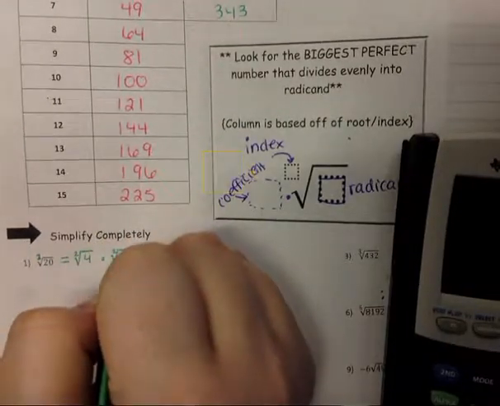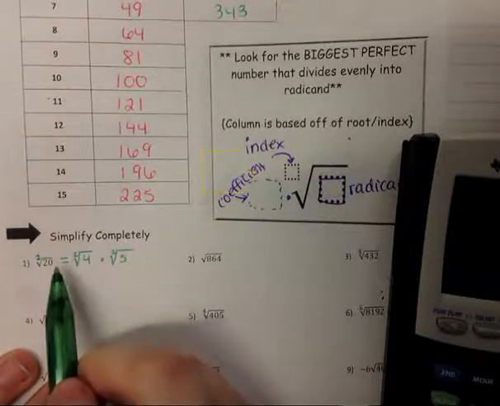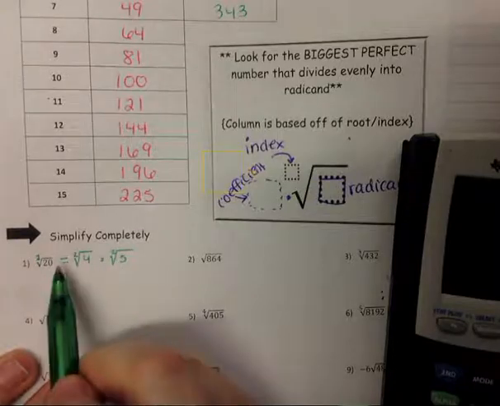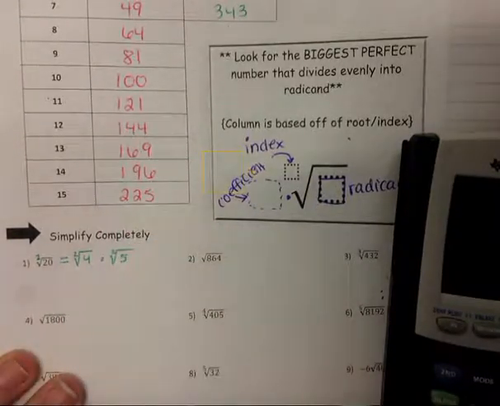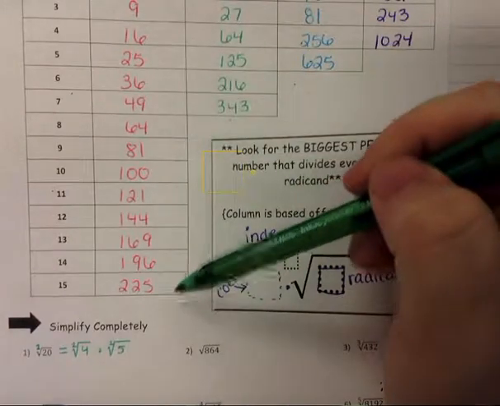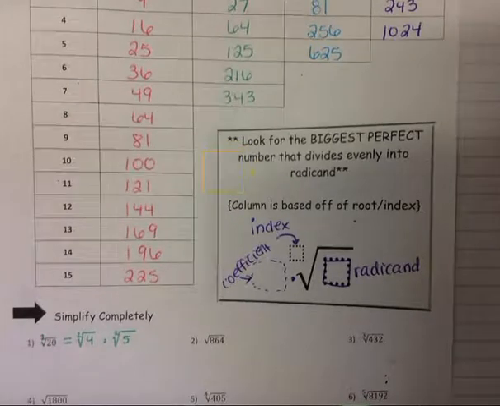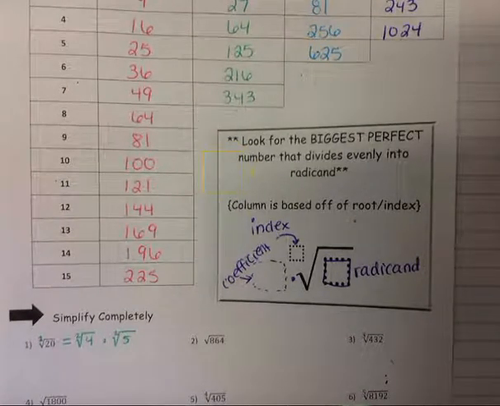Because understanding this, the square root of 4 times the square root of 5 is the square root of 20, because 4 times 5 gives us 20. Now the reason we do this, and if we find the largest number that works in here, we only have to do this once. But if we don't find the largest, we might have to do it 2 or 3 different times.